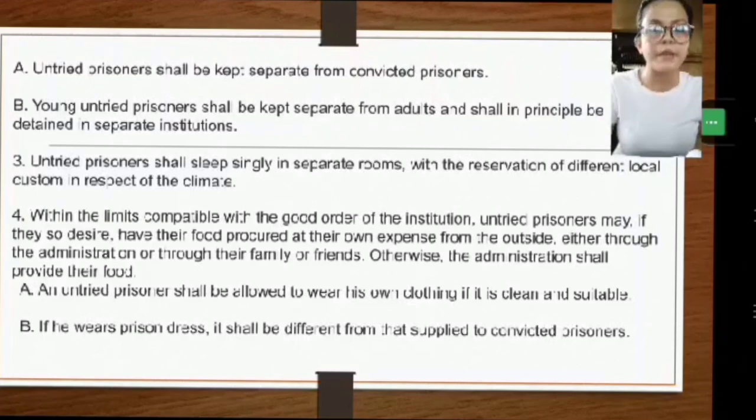Number 3. Untried prisoners shall sleep singly in separate rooms, with a reservation of different local custom in respect of the climate.